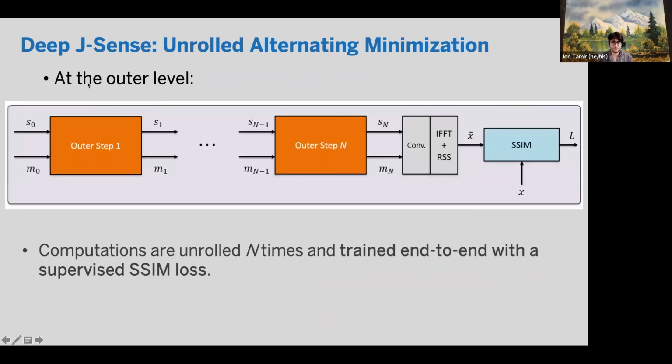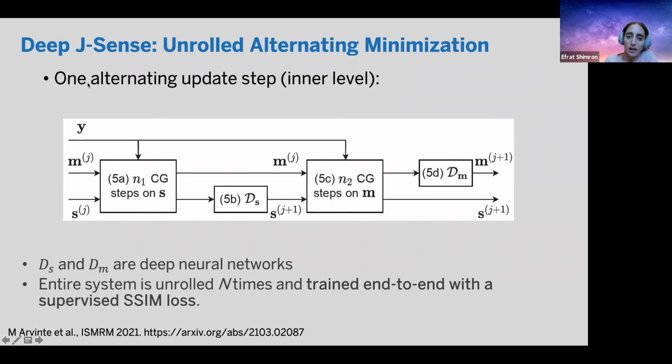Now, at the outer level, a question? Yeah, I have a question. How do you initialize the sensitivity maps here?